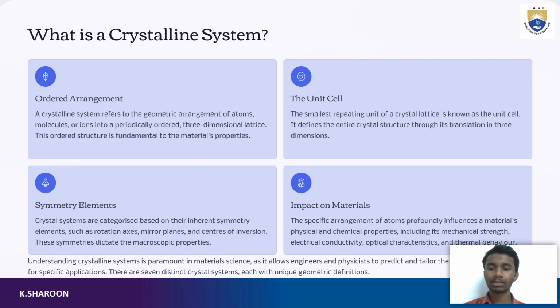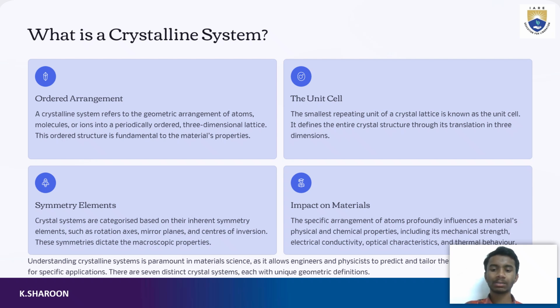Symmetry elements. Crystal systems are categorized based on their inherent symmetry elements such as rotation axes, mirror planes, and centers of inversion. These symmetries dictate the macroscopic properties. Impact on materials. The specific arrangement of atoms profoundly influences a material's physical and chemical properties, including its mechanical strength, electrical conductivity, optical characteristics, and thermal behavior.